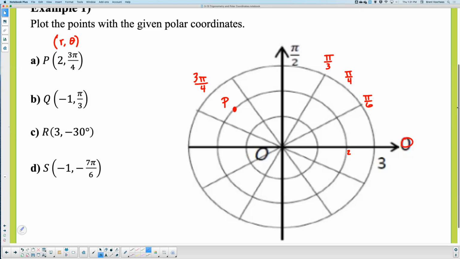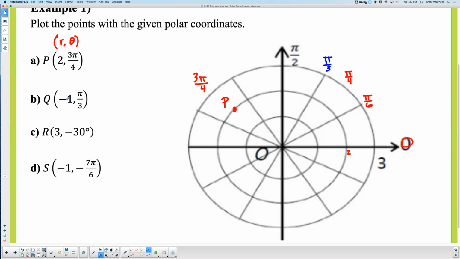Now, if you have a negative, let me do this in blue. If you have a negative, what that means is you don't go towards that angle. You go away from it. So here's where polar is different than x and y. With x and y, if it was the x value, you would think go left 1 or go right 1. But with polar, it's different. It's either you go towards the angle or you go away from the angle.